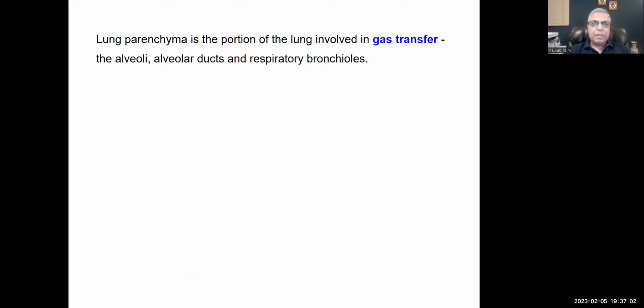So lung parenchyma is the portion of the lung involved in gas transfer: the alveoli, the alveolar ducts, and the respiratory bronchioles. We have got two zones in the lungs, the conducting zone and the respiratory zone. The conducting zone is these pipes, the airways, okay? That is not the parenchyma.